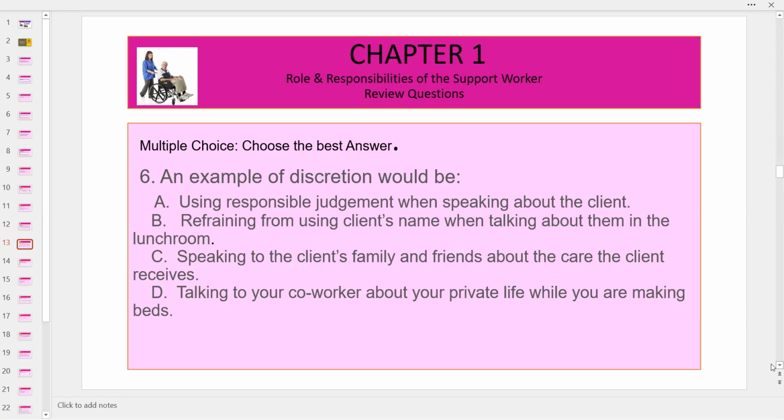Question number 6, multiple choice, choose the best answer. An example of discretion would be A. Using responsible judgment when speaking about the client. B. Refraining from using client's name when talking about them in the lunchroom. C. Speaking to the client's family and friends about the care the client receives. And D. Talking to your coworker about your private life while you are making beds.